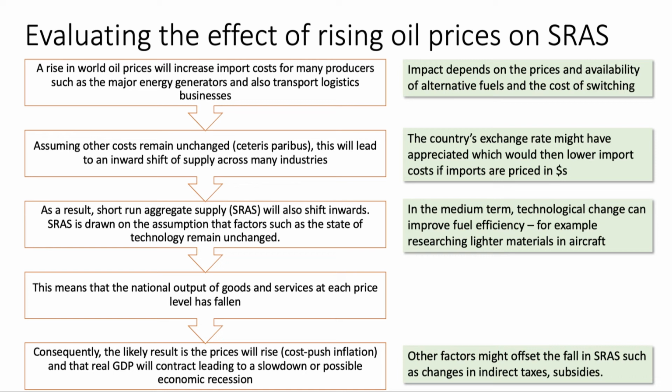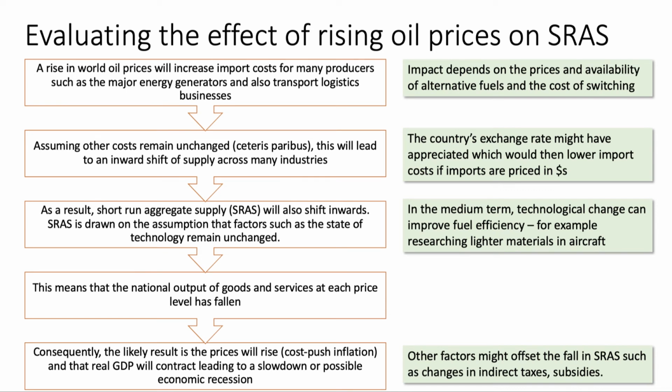And here are a few examples. That first line: the impact depends on the prices and availabilities of alternative fuels and the costs of switching. So if the price of oil goes up, to what extent in the long term might businesses be able to find relatively cheaper alternatives, and what is the cost of switching towards them? Assuming other costs remain unchanged, well, challenge the ceteris paribus assumption. It might be the case, for example, that the world price of oil has gone up in dollars, but that your exchange rate might have appreciated, which means that the things you buy priced in dollars become cheaper.